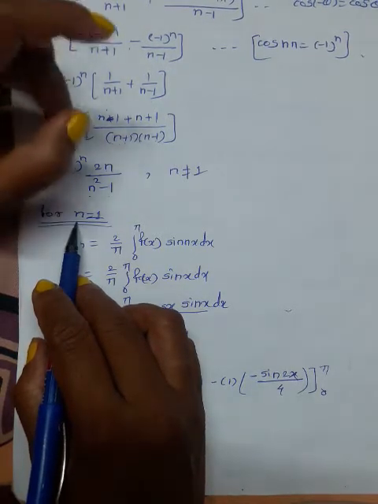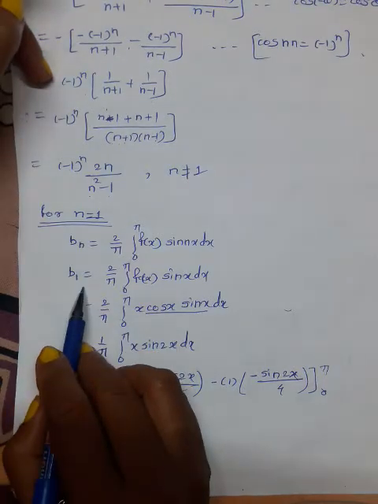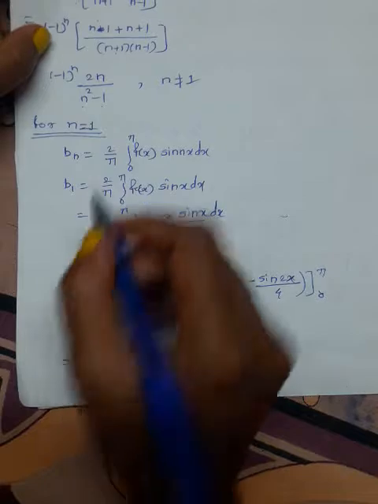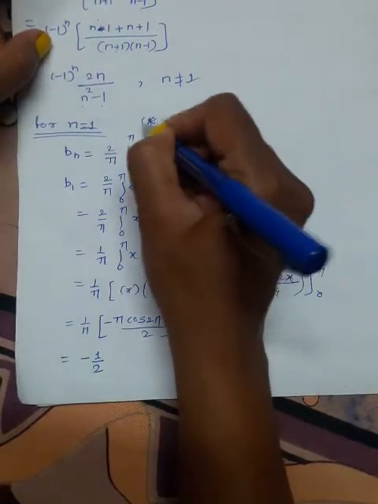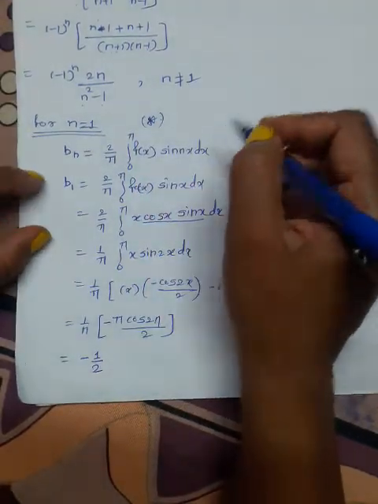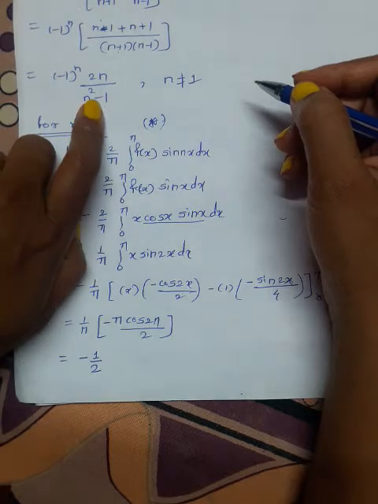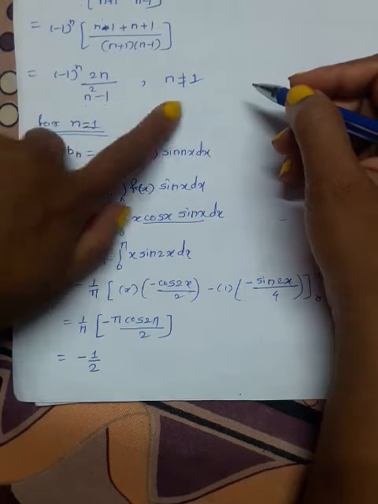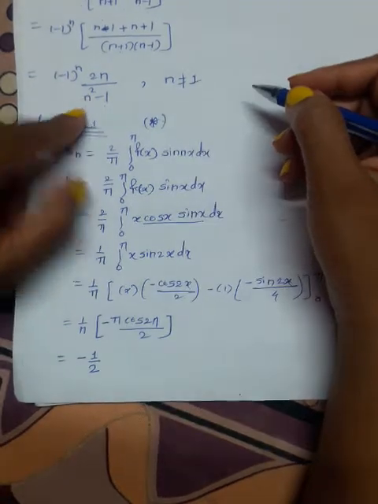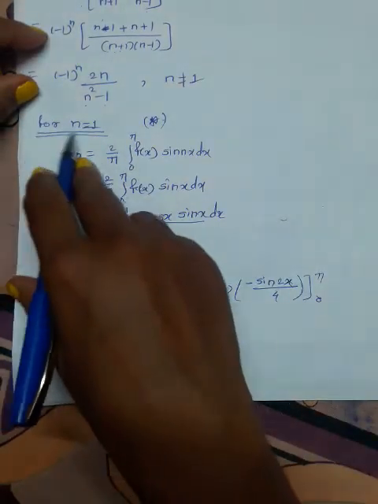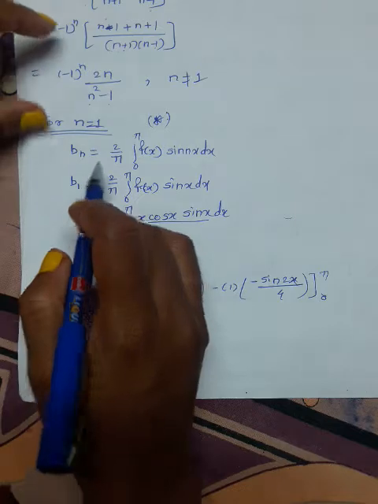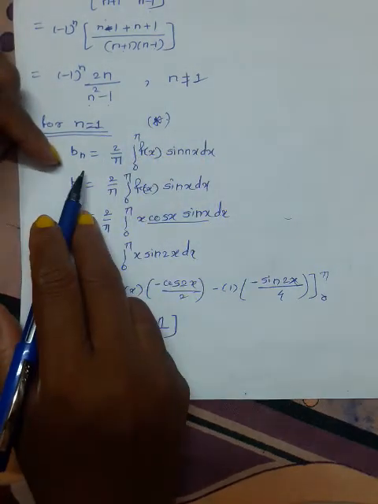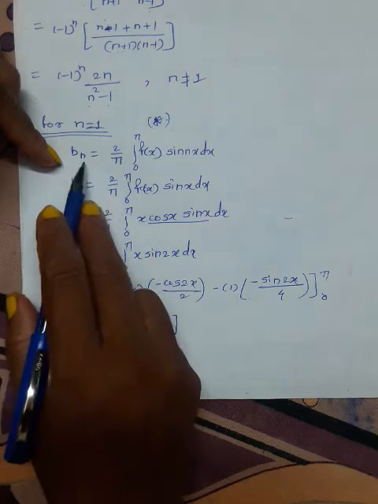In this particular example, only b1, because an is 0. Okay, this is an extra thing we have to calculate in this example. Whenever the denominator is 0 for n is equal to 1 or 2, maybe anything. Okay, now for n is equal to 1, we are going to calculate b1. For that, bn formula is this. Put the n value here on both sides.